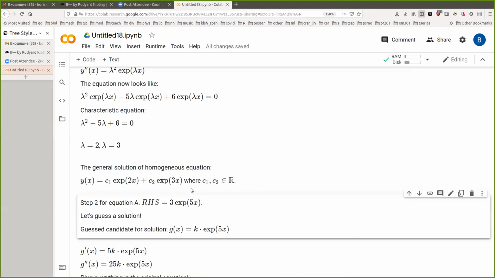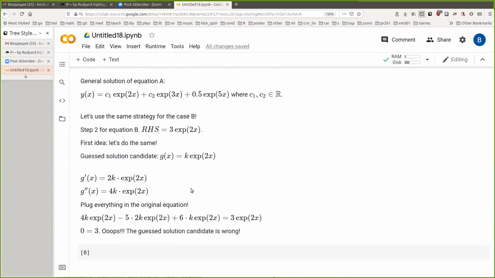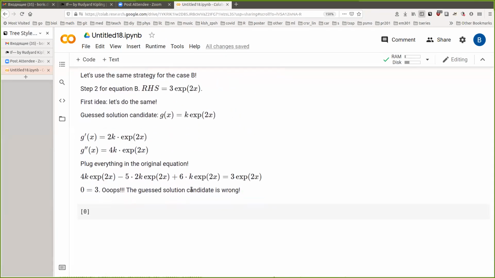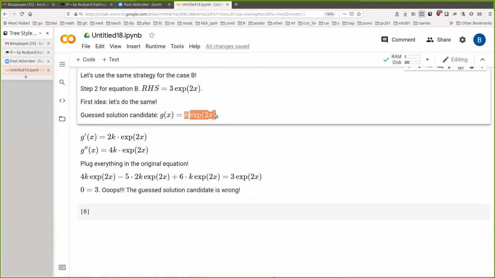And if I look at what we have searched for in case B, we have tried to find a non-zero right-hand side using exponent of 2x multiplied by k. But if I multiply the exponent by any k, I will get 0. Okay? So we need to change the guessed solution candidate.